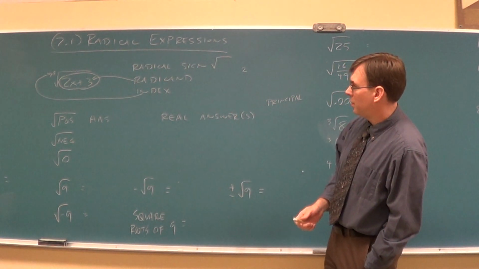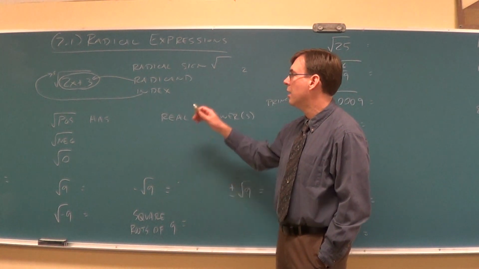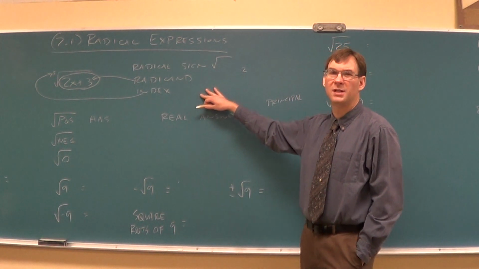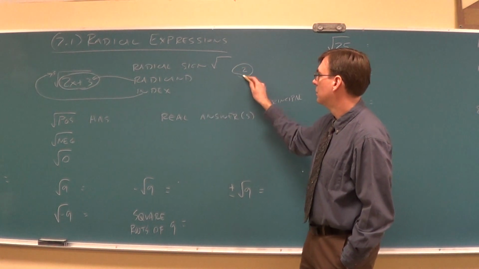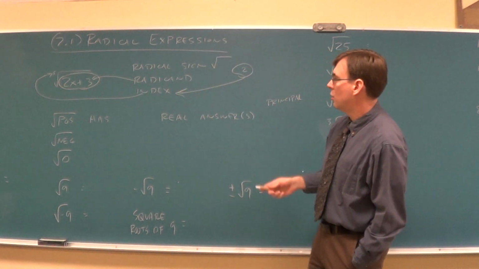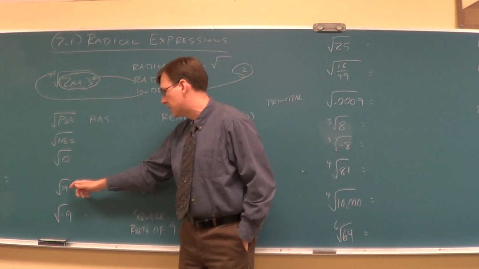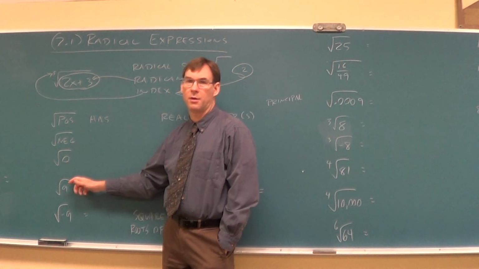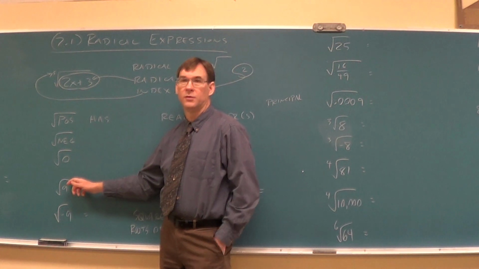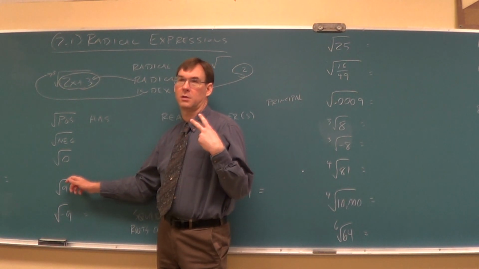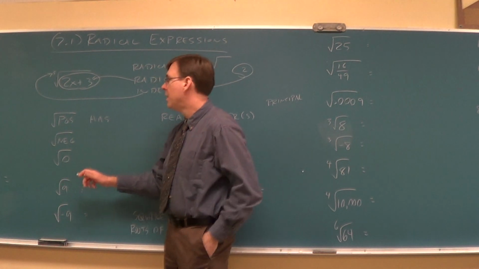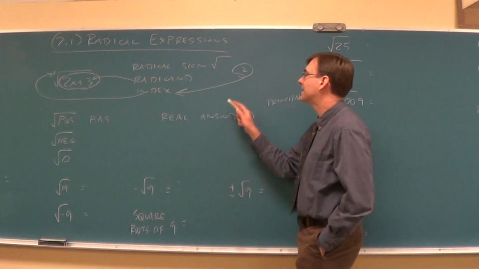Some of these problems don't have an index written. What is the index if I don't write it? 2. So, because what is this symbol traditionally to you that you already said? Square root. Square always has to do with 2's. Cubing has to do with 3's, and so on and so forth. So if you don't see an index, it is a 2.